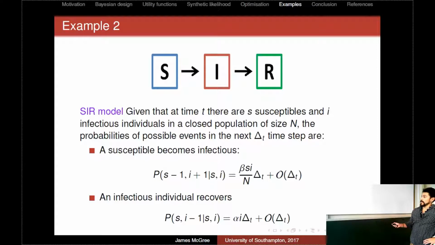You can see we've got a parameter here, beta, times the number of susceptibles, times the number of infecteds, divided by the total number in the experiment. And similarly, an infectious individual recovers with this probability. So S stays the same, but I gets reduced by 1. And we've got a parameter here, times the number of infecteds, and times this really small time step.